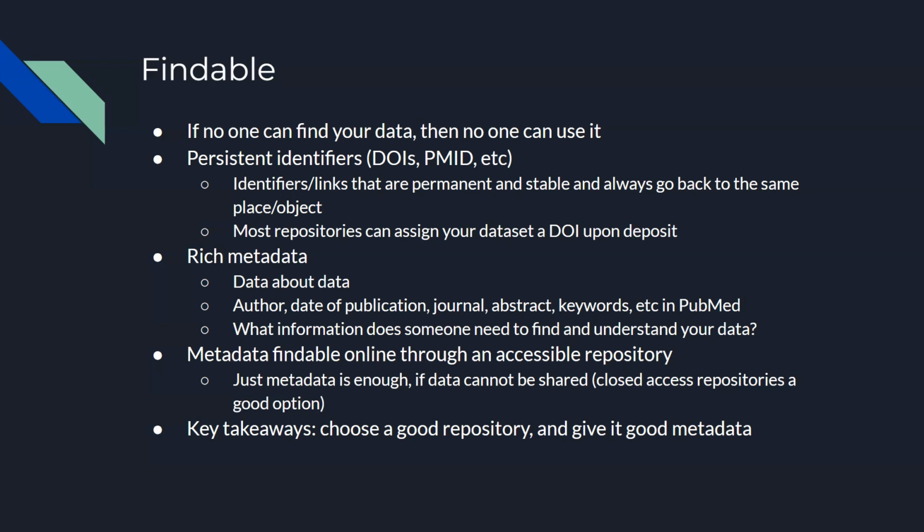And like I said before, the FAIR principles do not necessarily require you to make your data openly accessible. Instead, the important part is that your metadata is online in an accessible repository. So in instances where data cannot be shared, best practice would still be to put the metadata for it in a repository, but then make the data accessible upon request for legitimate research purposes and things like that. And so really the key takeaways for making your research findable are just two things, which is to choose a good repository and to give it good metadata, both of which we'll talk about in a little bit more detail later on.